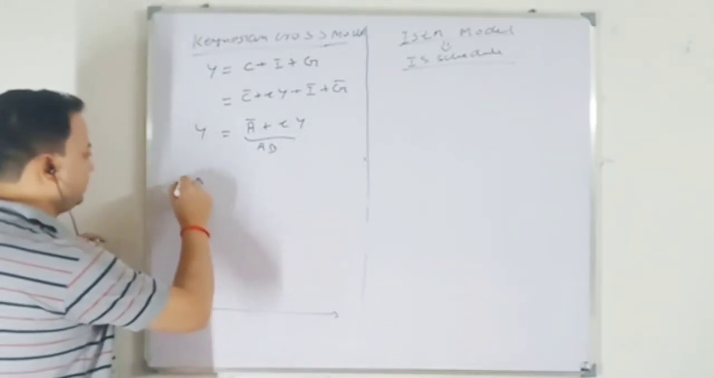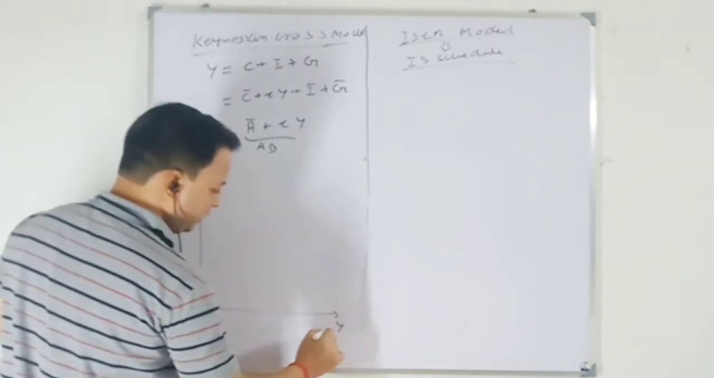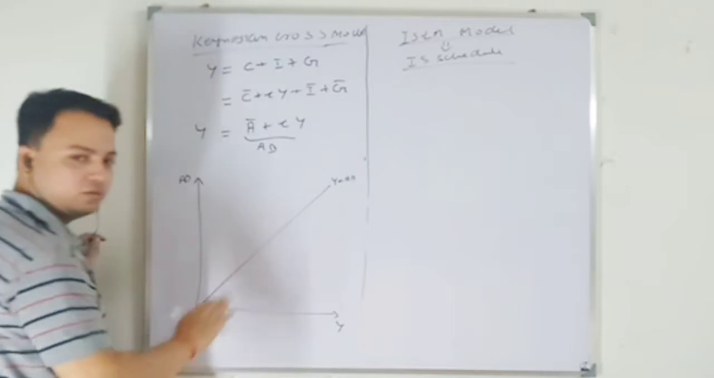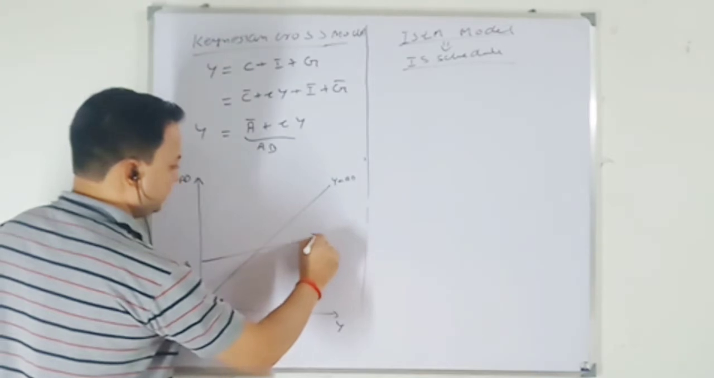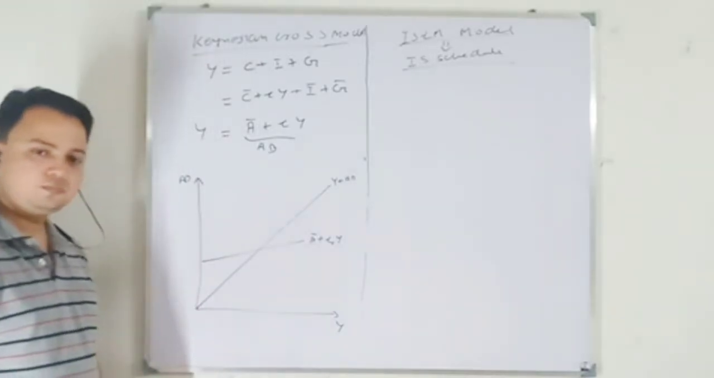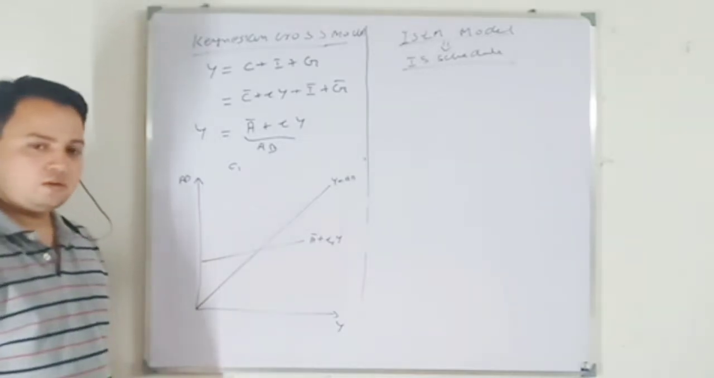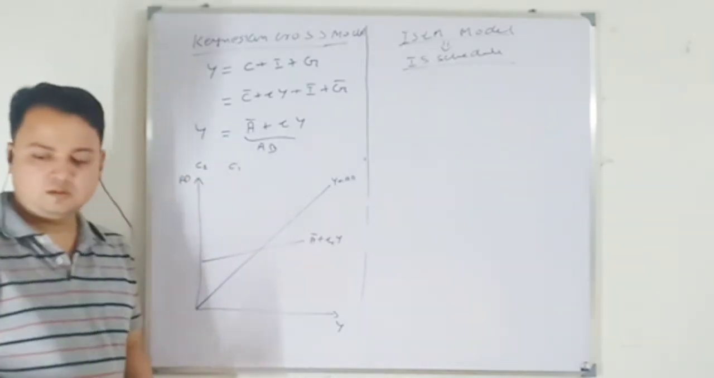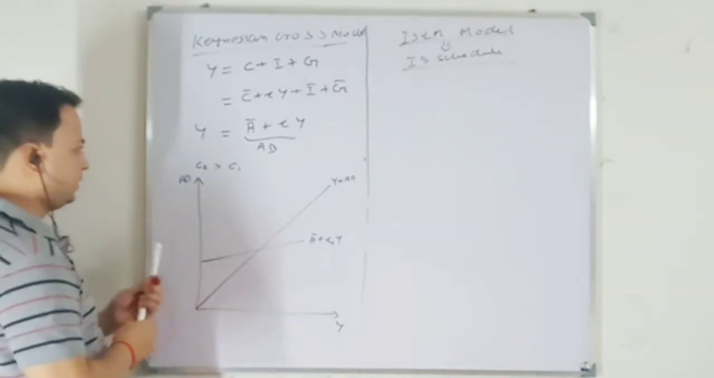Here you have aggregate demand, or aggregate expenditure, or planned expenditure, whatever you want to write. Here is your output. This is y equal to AD, the 45 degree line. Write the name of the line you are drawing. This is aggregate demand, A bar plus small c y. Take this MPC to be c1, and I am taking one more MPC, say c2. I am saying that c2 is greater than c1. This is small c, not capital C.